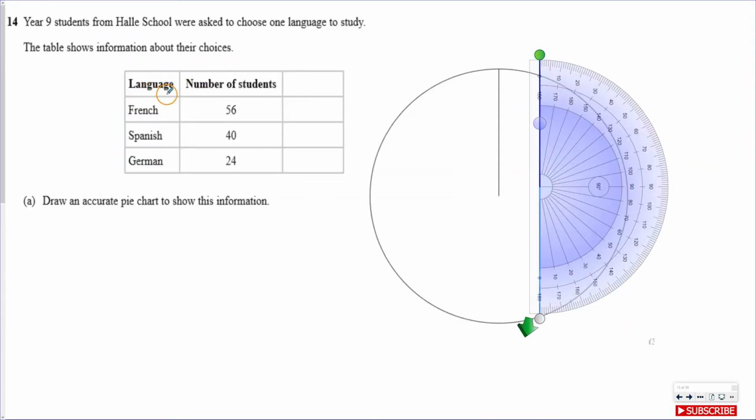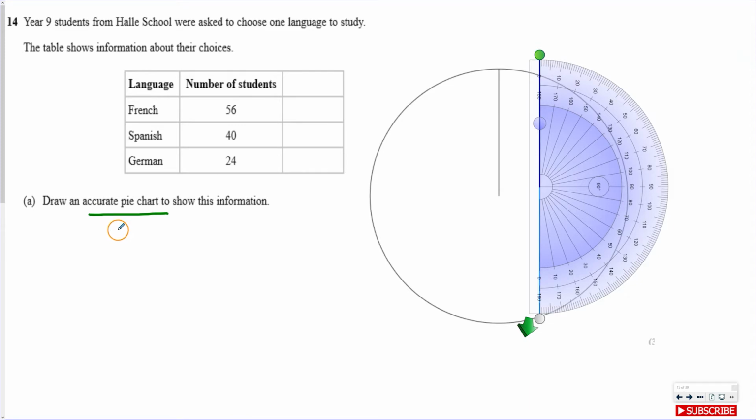And now question 14 is a pie chart which we need to draw. You're told Year 9 students from Highlife School were asked to choose one language to study. The table shows information about their choices. So you've got language, French, Spanish, and German, and the number of students who have taken each one of these subjects. For part A, you're asked to draw an accurate pie chart to show this information.